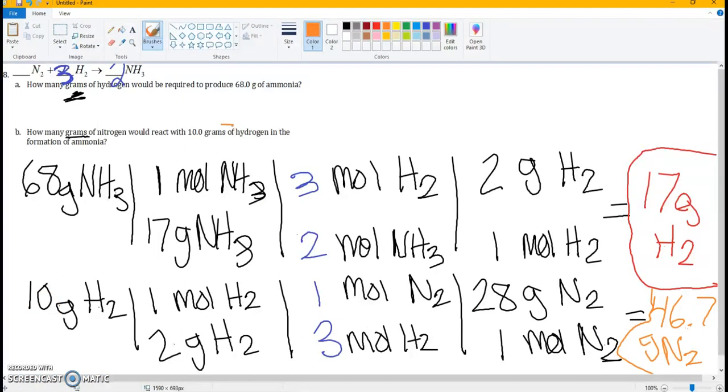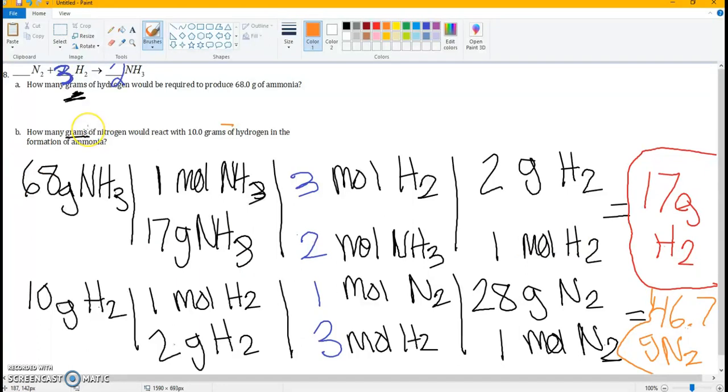Okay, so 68 grams of ammonia, and I want to know how much hydrogen I am going to need. So I balance my chemical equation, and then I take 68 grams of ammonia, grams to moles using the periodic table, moles to moles using my molar ratio from the balanced chemical equation, moles to grams, and I get 17 grams of hydrogen is required to make 68 grams of ammonia.